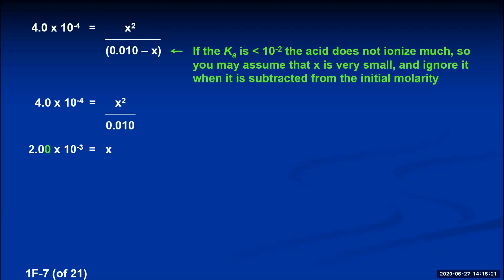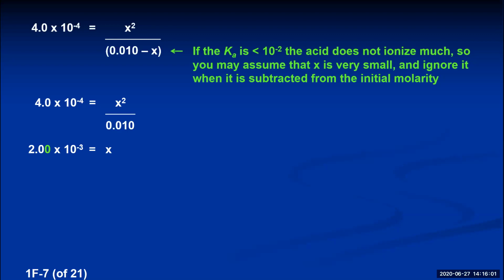Now, when we set this up, I said by making this assumption, we're actually introducing an error. How much error are we really willing to accept? Well, generally, chemists are willing to accept 5% error. Now, how do we tell what the error is? We take what we got for x, 2.0 times 10 to the minus third, divide it by the original amount of acid, what we subtracted the x from, 0.010, and multiply by 100. So we calculate how big x is relative to the initial molarity. If it's less than 5%, that's fine. We'll accept that small amount of error, and we'll assume this is our value for x, and x stood for the hydronium ion concentration.